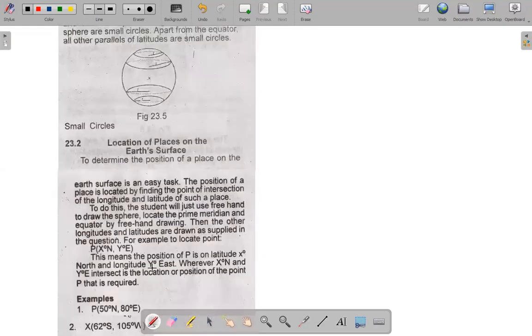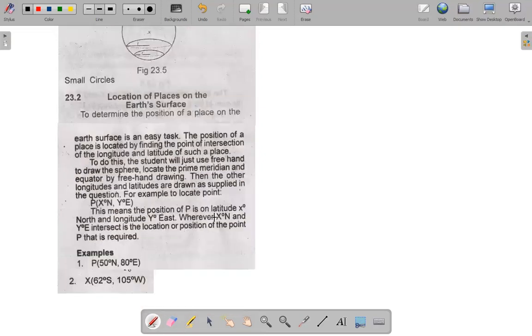So for example, locate point X on latitude north and Y on longitude east. That is what they are saying here. P is on latitude X degree north, and longitude Y degree east. This means the position of P is on latitude X degree north, and longitude Y degree east. Wherever X degree north and Y degree east intersect is the location or the position of the point P.